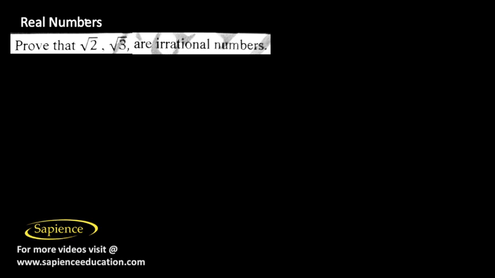Prove that root 2, root 3 are irrational numbers. So for this question, first let us prove root 2 as an irrational number. In order to prove root 2 as an irrational number, the first step is we need to assume that it is a rational number.